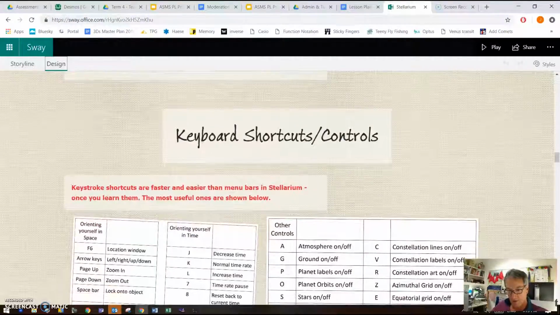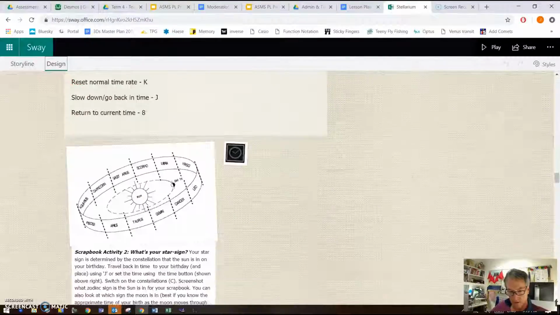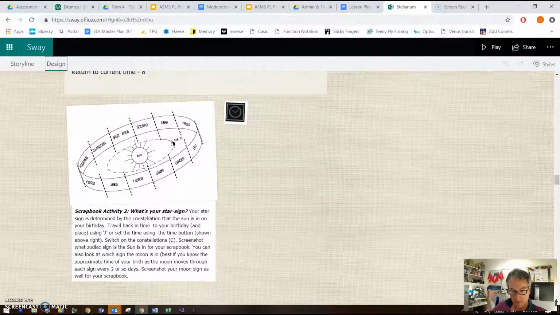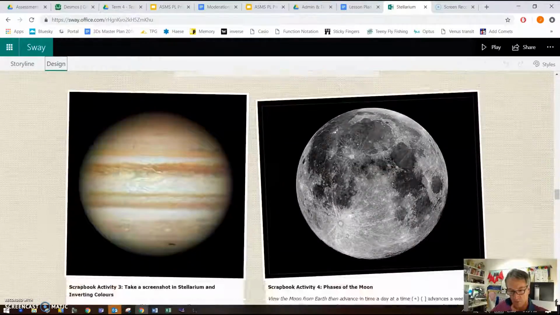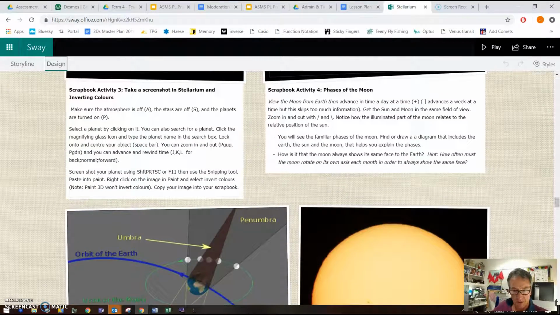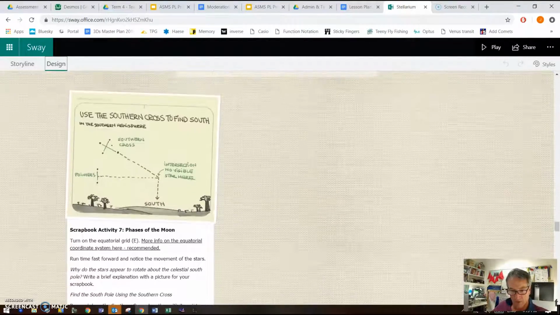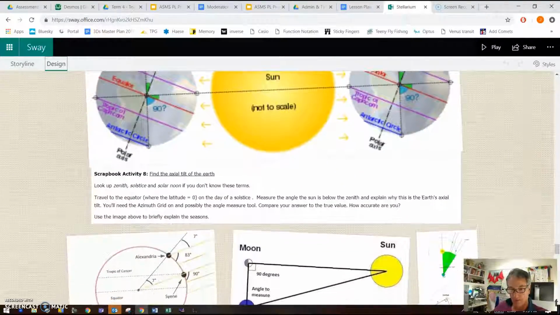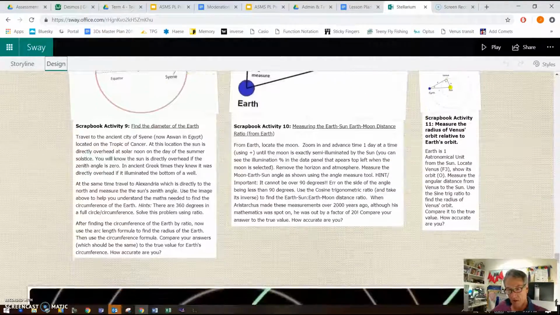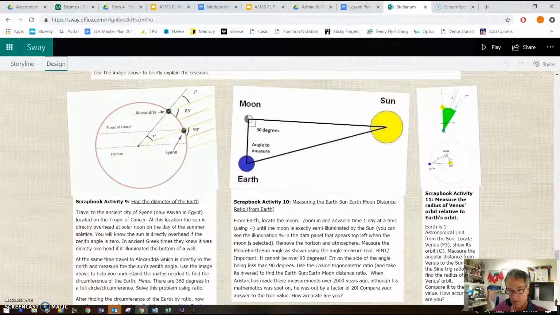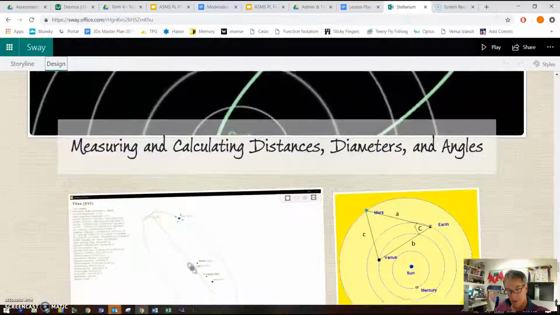We had a series of warm-up activities for the students to become familiar with Stellarium, like, for example, look at their star sign. What else did we do? We looked at the phases of the moon using Stellarium, and yeah, we found the Southern Cross. So there were some of the warm-up activities before we got into the trig. So a whole heap of activities here, all involving mathematics and either trig ratios or sine and cosine rule.